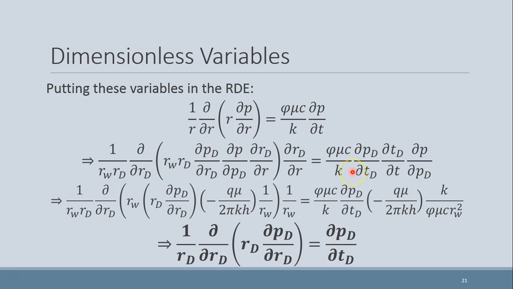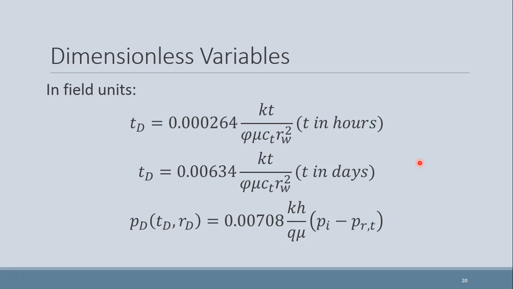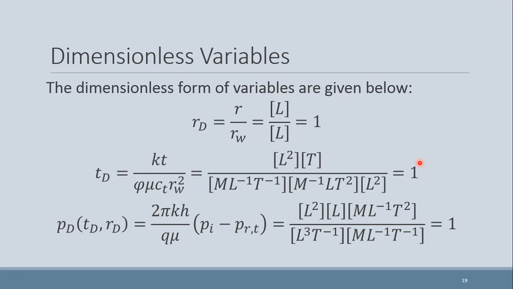On the right hand side, phi mu c by k stays as it is, and del P by del t can be written as del P by del PD into del PD by del tD into del tD by del t. Now we will pick the values from here. Del tD by del t will be equal to 0.00634 k by phi mu ct. We are taking the metric system for now. So del tD by del t will be equal to kt by phi mu ct rw squared, and similarly del PD by del P will be equal to 2 pi ks by q mu, with the minus sign. This is the pressure with respect to which we are differentiating.